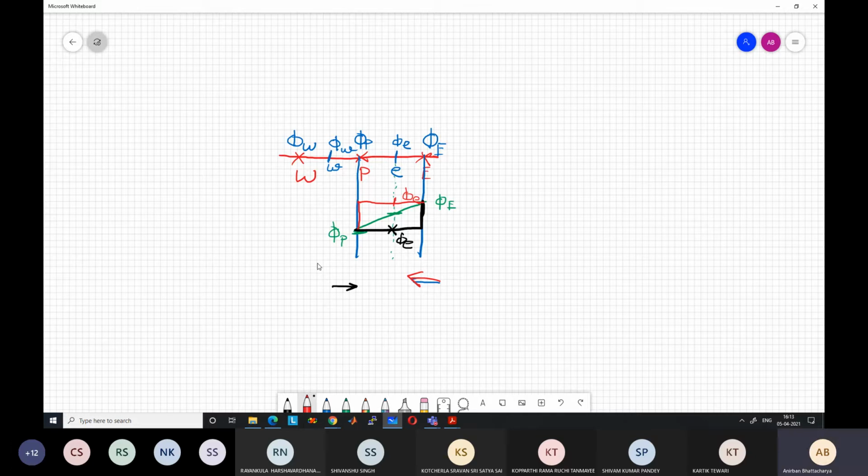Inherently, we had assumed these two things. For the central difference scheme, we have assumed the green line, and for the upwind scheme, we have assumed the black or the red line, depending on the flow direction. Now we want to actually see whether we can predict the actual variation between phi P and phi E for the simple 1D case. It may not be possible for more complicated cases, but at least for the simple 1D case, can we see what the actual variation is, whether it is more step-like or more linear, or quadratic, or what is the variation?